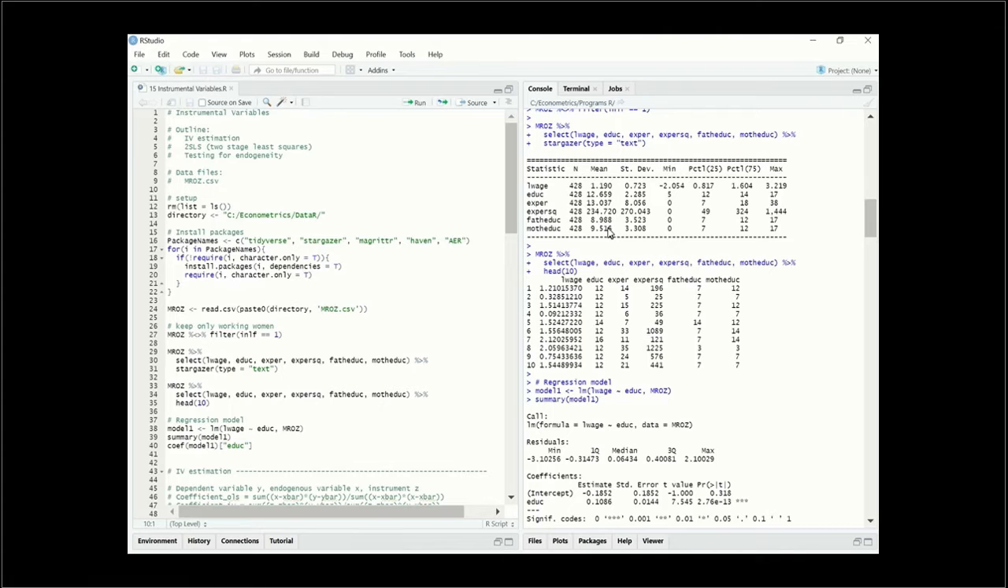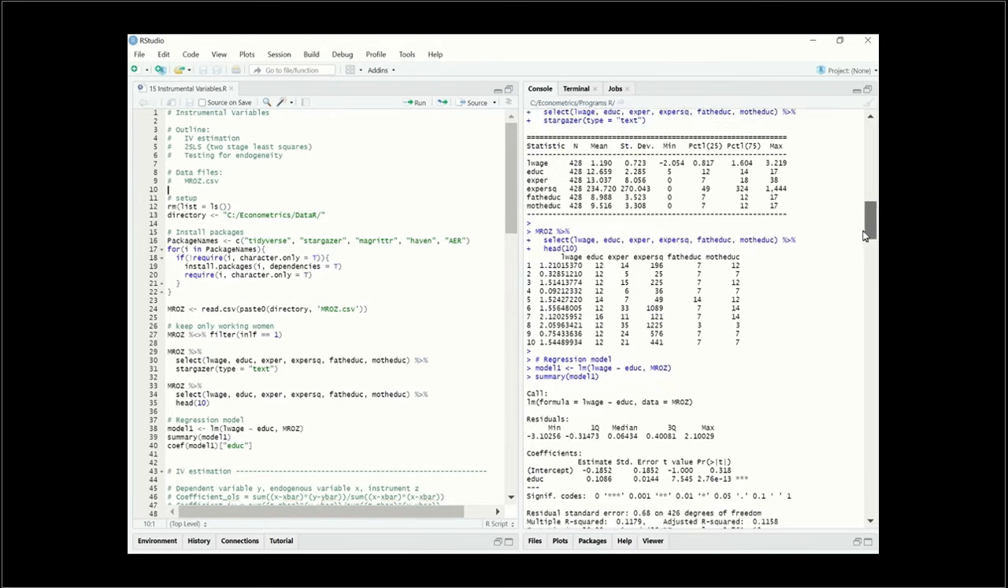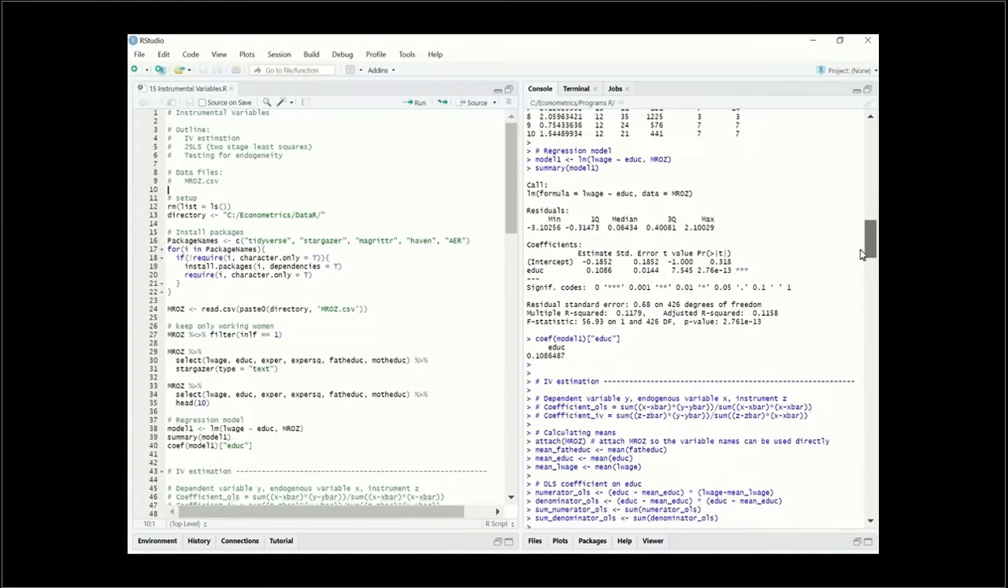Okay, so now let's start with running a simple linear regression model. And here we would be using a linear model, log of wage being our dependent variable, education being our independent variable. And let's summarize these results here in model 1, and then pick up and store the coefficient from model 1 on education. So what we're getting here is the following results.